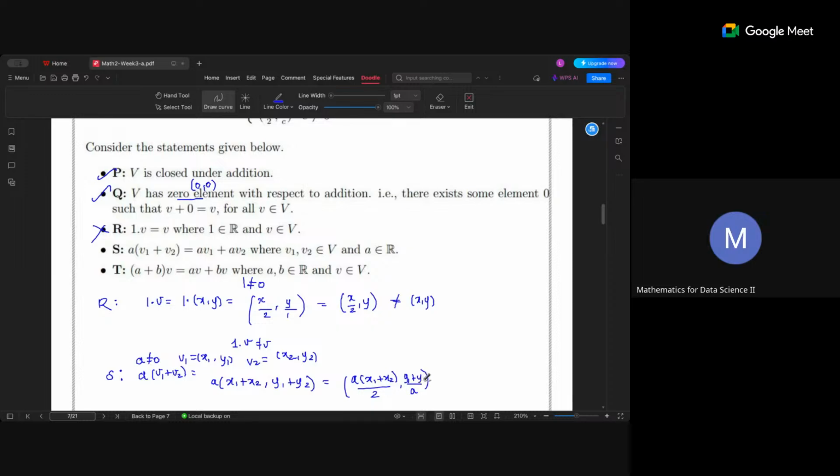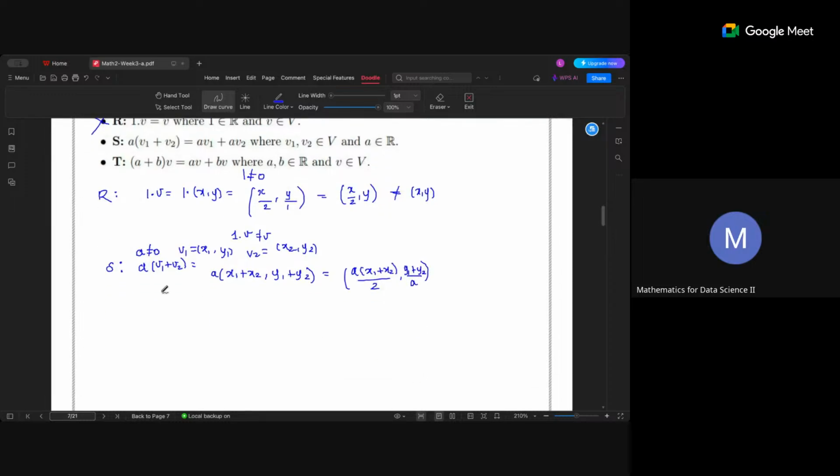y1 plus y2 by a, right? Now what is av1 plus av2? So here we have a times of (x1, y1) plus a times of (x2, y2). Now according to the definition, this is (ax1 by 2, y1 by a) plus (ax2 by 2, y2 by a).